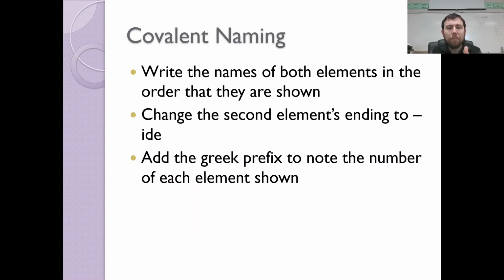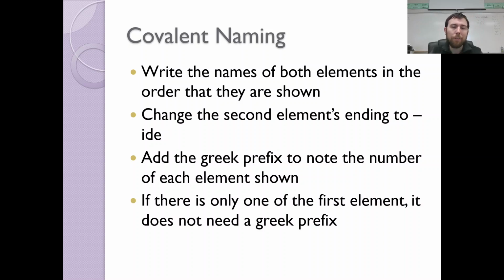That's step two. Step three, this is where we start to see some differences. Unlike with ionic substances, covalent substances require the use of Greek prefixes to communicate the number of each element that are shown in the chemical formula. We will talk about those Greek prefixes on the next slide before we look at some examples. So step three is we're going to add the Greek prefix to note the number of each element that's shown in our chemical formula.